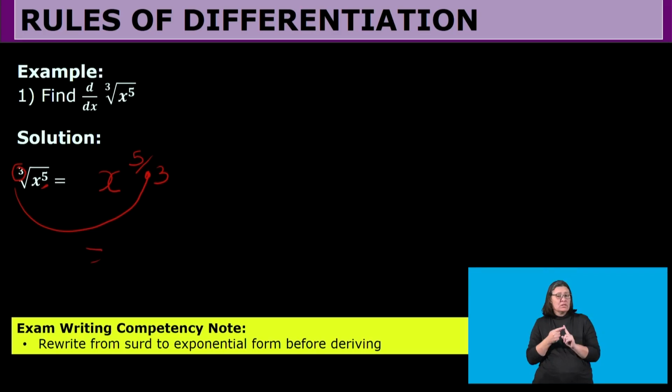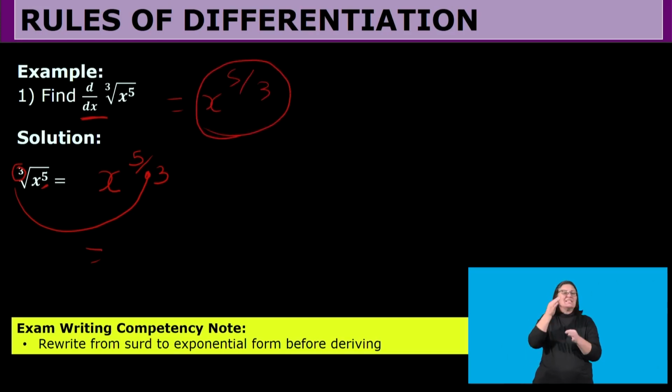At this point, remember you haven't done anything because they're asking us to find the derivative. So we've rewritten from surd to exponential form. Now to find the derivative with respect to x, at this point, don't do this. Don't write this. This is incorrect. You do not show the simplification as part of the answer to the derivative. Your derivative must contain your final answer. Okay, that's not correct. So what do we do?